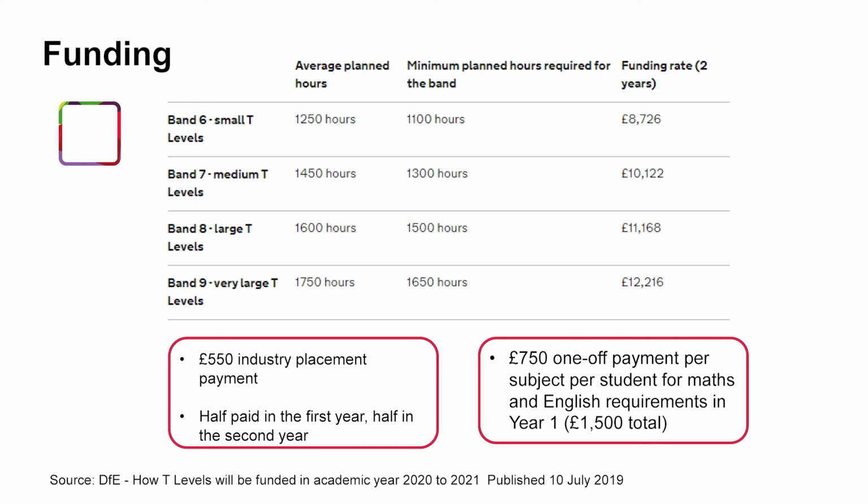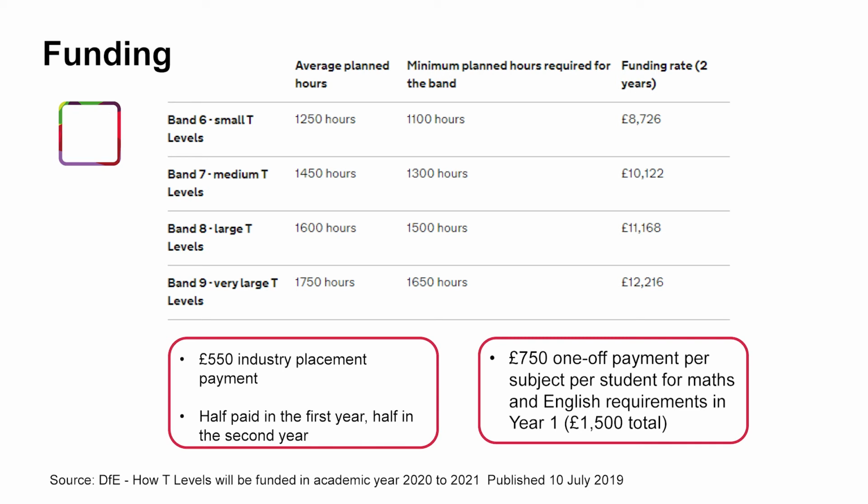Industry placements are funded at a flat rate of £550, with half paid in the first year and half in the second. A single payment of £750 per subject per student will be paid in the first year for students without level 2 in maths and/or English, who will need to continue studying these subjects as part of their T-Level in order to achieve the exit requirement.